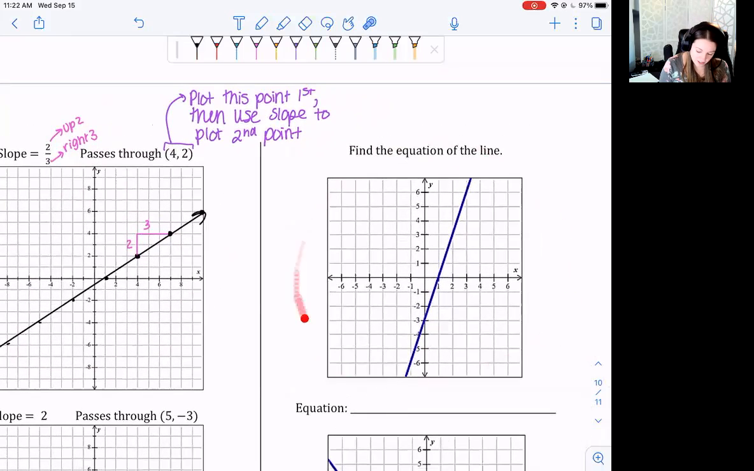For this one over here, you want to find the equation of the line. So remembering y = mx + b, what we need is a slope and a y-intercept. From this graph, it looks like the y-intercept is clear, right? We can find that y-intercept pretty nicely. The y-intercept is -3.